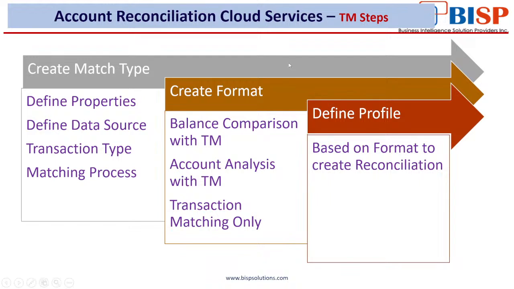So the specific steps involved are to create a match type, create a format and define a profile. Likewise, in reconciliation compliance, we start with creating a format and defining a profile and then doing the reconciliation. But for transaction matching, one additional step is involved. Before creating the format, we need to create a match type, in which we define all the rules and define the source system and the subsystems, which we will see in this session.